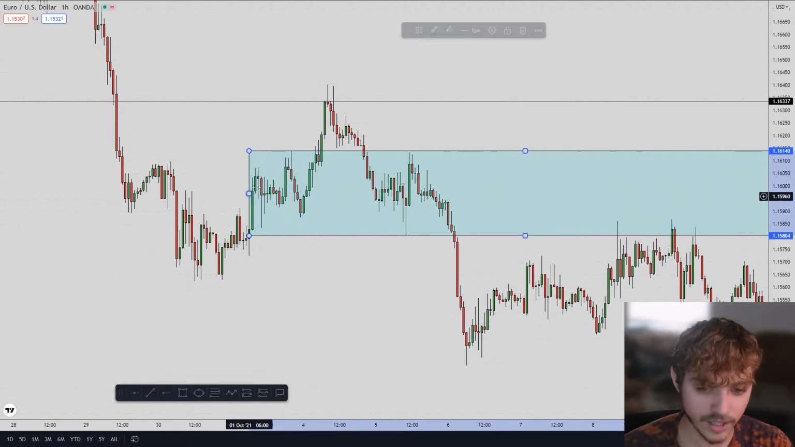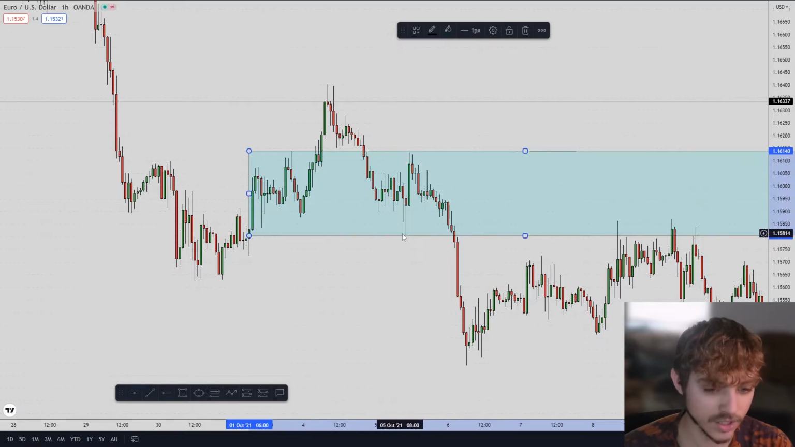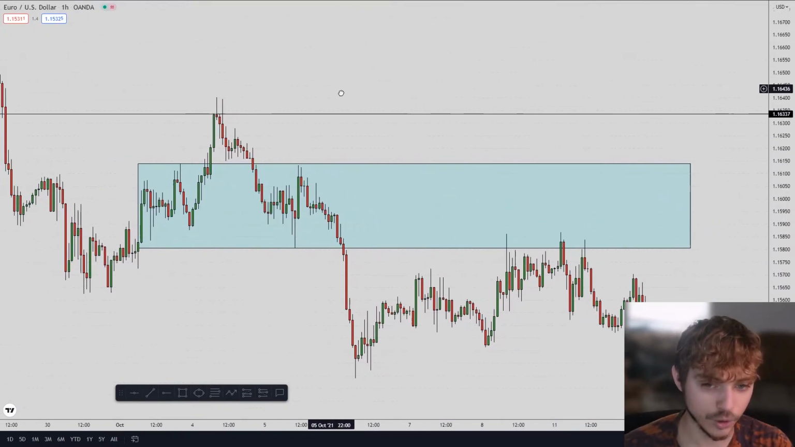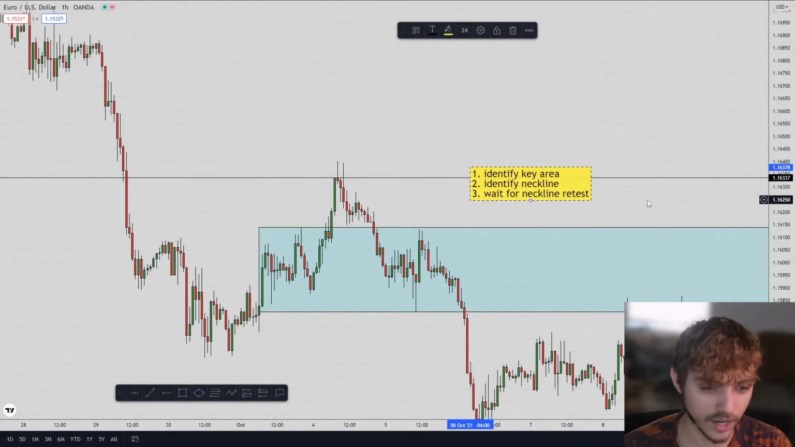We can see that the left shoulder has the highest point out of both of these shoulders, and we can see that the right shoulder has the lowest point out of both of these shoulders. So I go ahead and mark from the high to the low between those two, and I drag that into the future, and now we have our neckline identified.